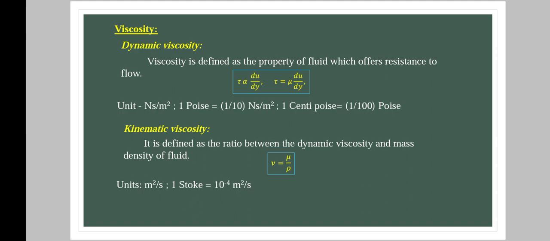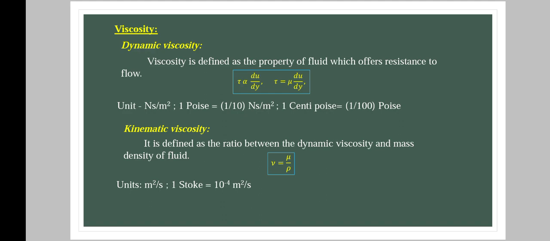First thing is viscosity. Here we will see the types of viscosity. The first is dynamic viscosity and the second is kinematic viscosity. The dynamic viscosity is defined as the property of the fluid which offers resistance to the flow. That is tau is equal to mu du by dy. For viscosity, we use the unit poise. Here, 1 poise is equal to 1 by 10 Newton second per meter square. And kinematic viscosity is defined as the ratio between the dynamic viscosity and the mass density of the fluid.